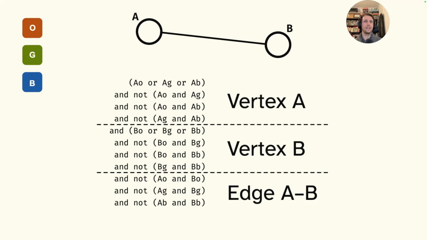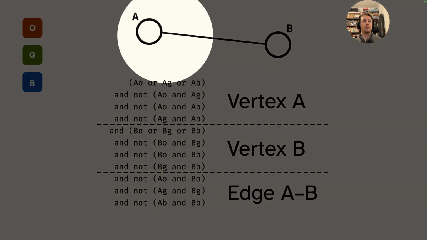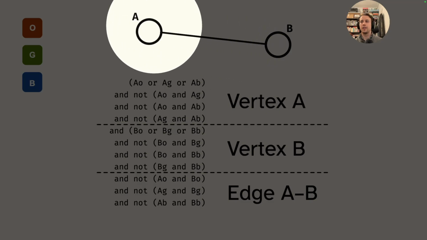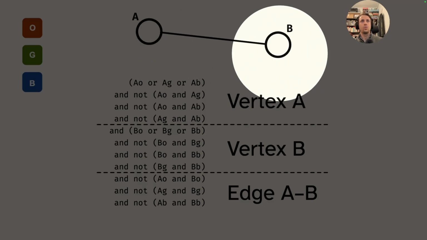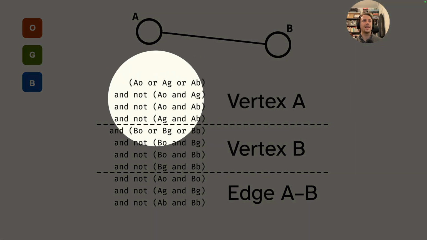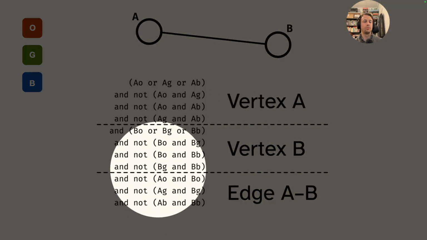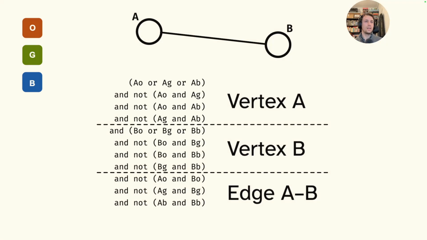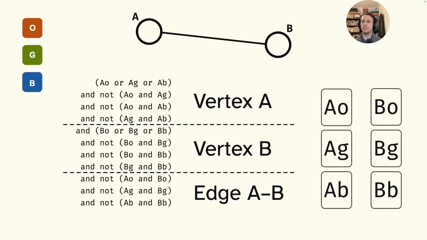So if you translate the 3-coloring problem at the top, is there a way to color vertices A and B with 3 colors such that they don't share a color, you can turn it into a SAT problem that looks exactly like this big Boolean expression. Now what you want to do is solve the problem in SAT land. So you grab your 6 variables.